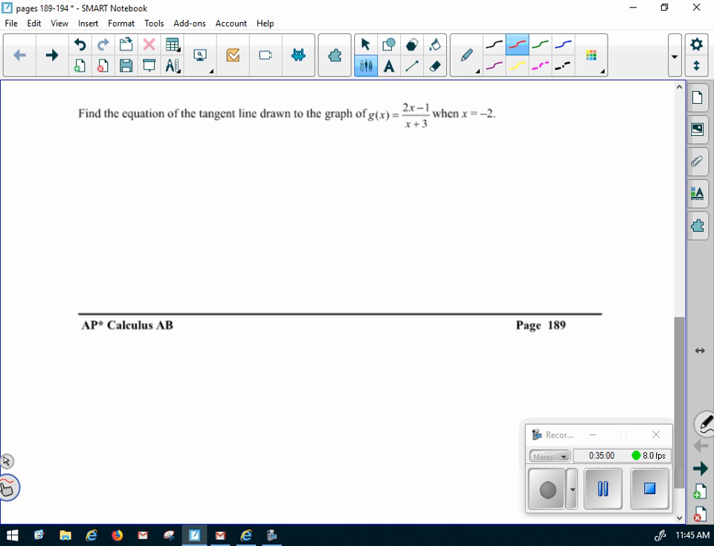What's the top? The top is 2x minus 1. What's the bottom? X plus 3. Okay. You already took the derivative.